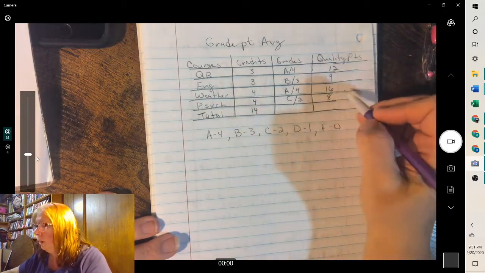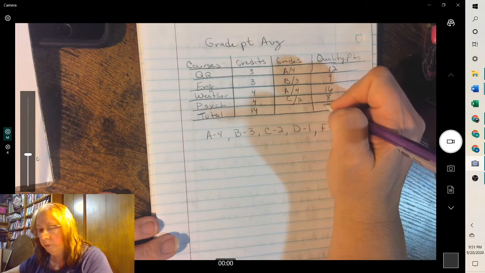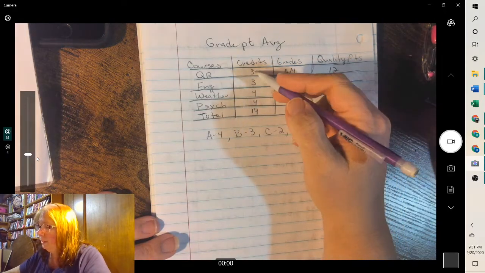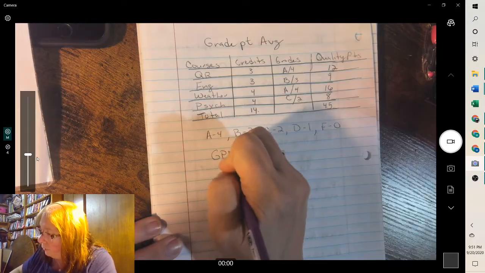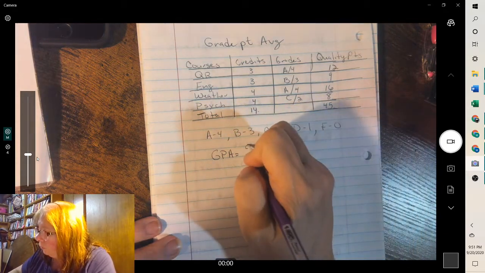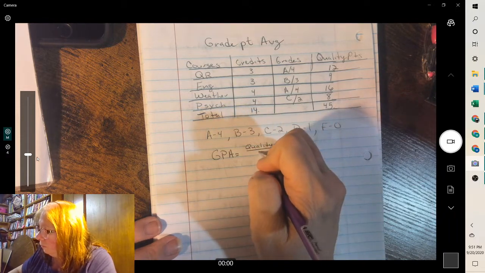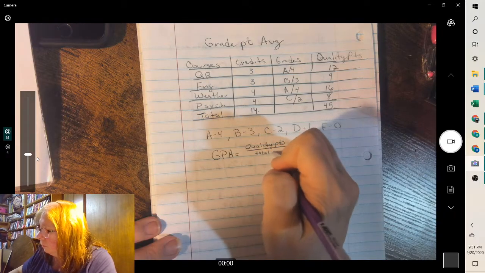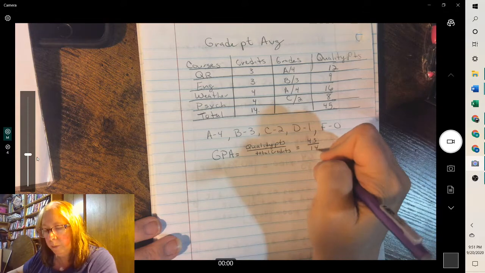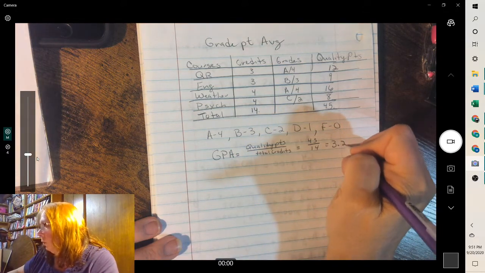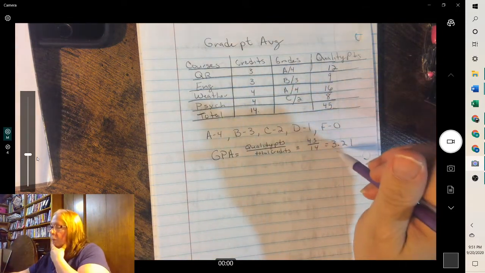So just multiply across. Then you want to add down. We need to know how many quality points there were, which is 45. And we added down here 6, 10, 14. So then your grade point average is your quality points divided by total credits. So 45 divided by 14 is 3.21. So if you had this report card, your grade point average would be a 3.21.